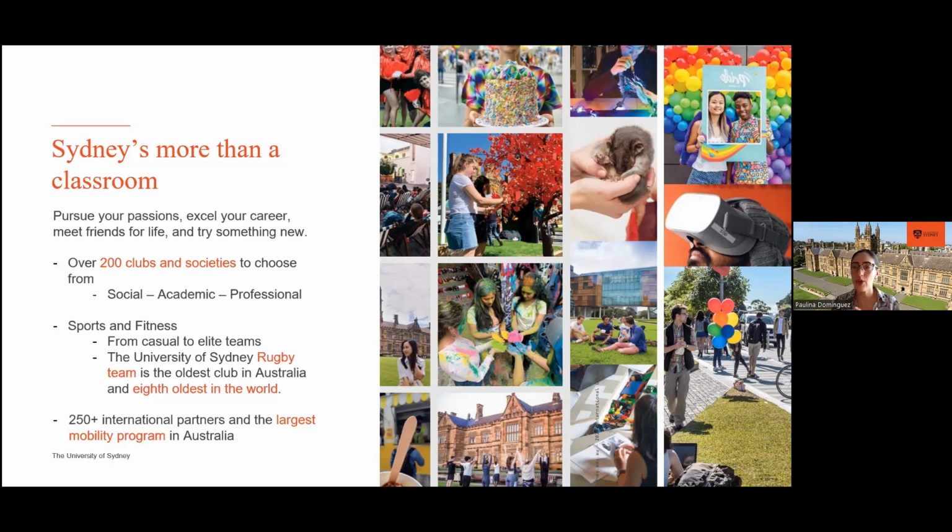If you're interested in sports, if you play at the professional level, any sport, you can do it here at the University of Sydney as well. In terms of sport and fitness, we have everything from casual to elite teams. The University of Sydney rugby team is the oldest club in Australia and 8th oldest in the world. So we are quite good at sports as well. We have 250-plus international partners, and we also have the largest mobility program in Australia. So you have extra support and extra activities from the University of Sydney, and these are opportunities you need to seize.